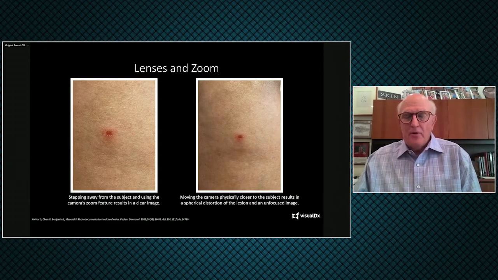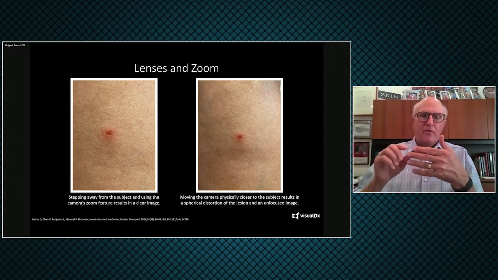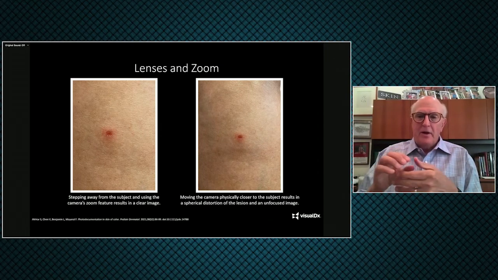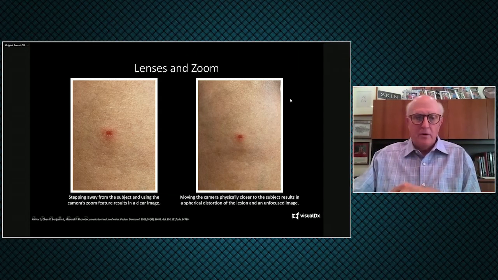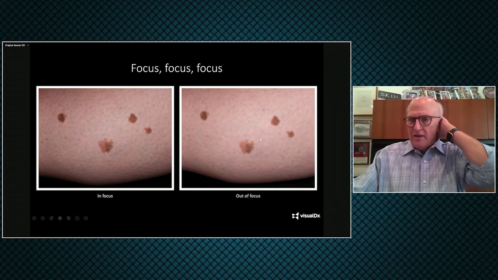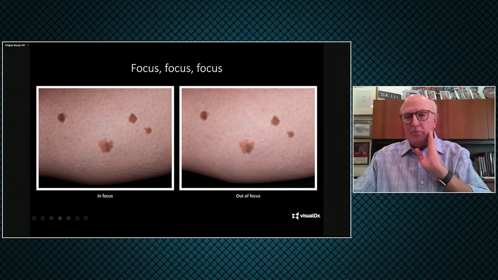Now, with smartphones, what they tell us is move a little bit further away from the patient, and then zoom in so that you get the image. By doing that, it focuses it, and it's sharper when you have that happen. So in focus here on the right, same out of focus. If you take a picture like this on the right, discard it. Don't put it in the chart.